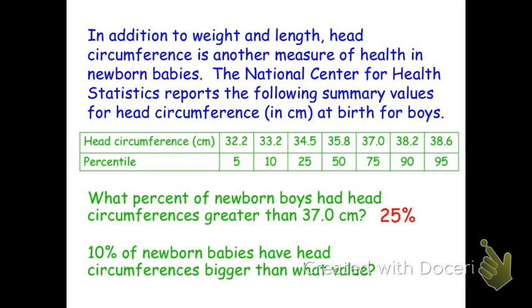And then this question goes backwards. It says 10% of newborn babies had head circumferences bigger than what value? So what percentile would I look at there? The 90th. How come? Because it's 10% or above that. So at the 90th, it's 38.2 centimeters.